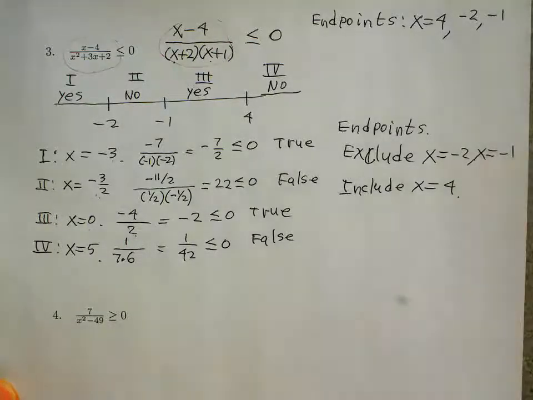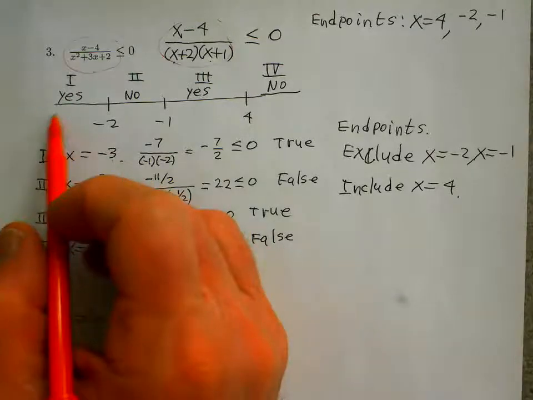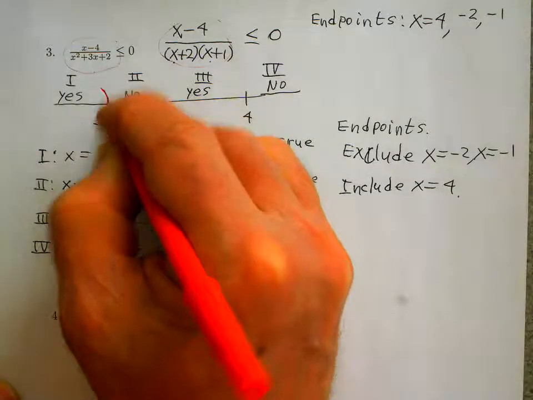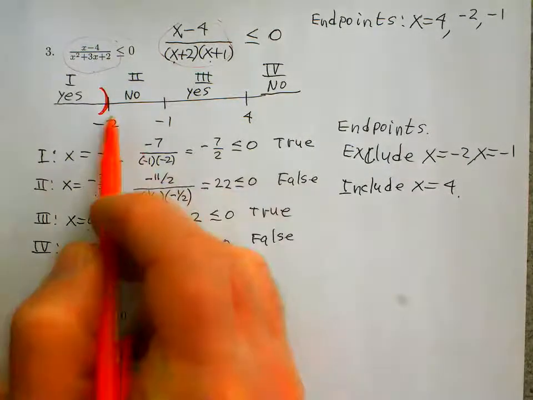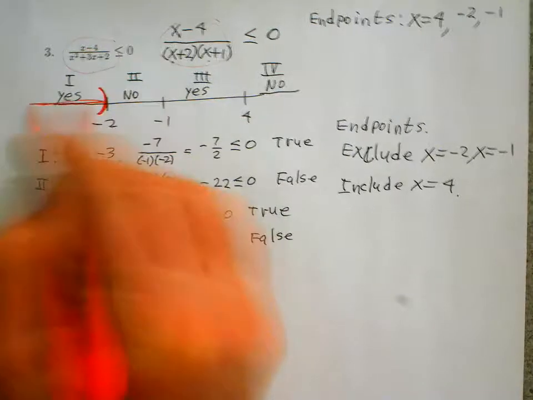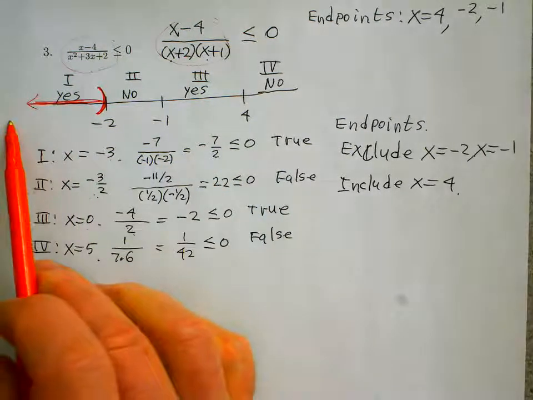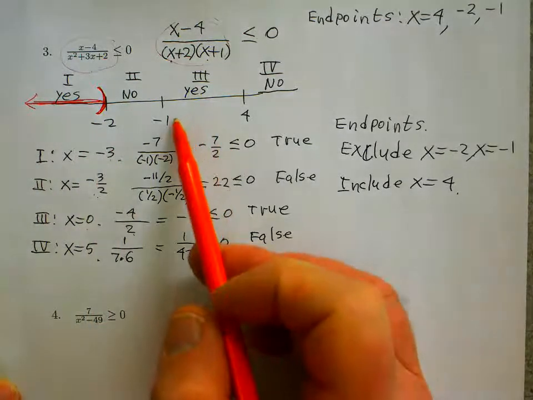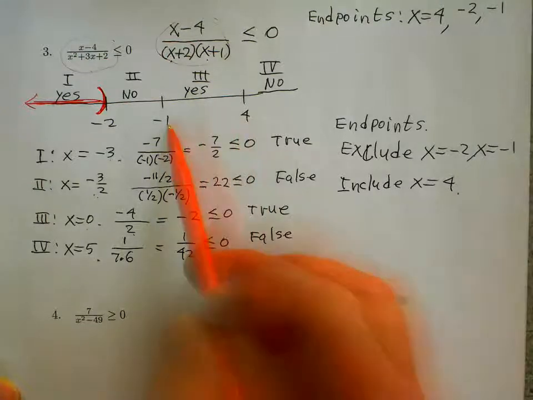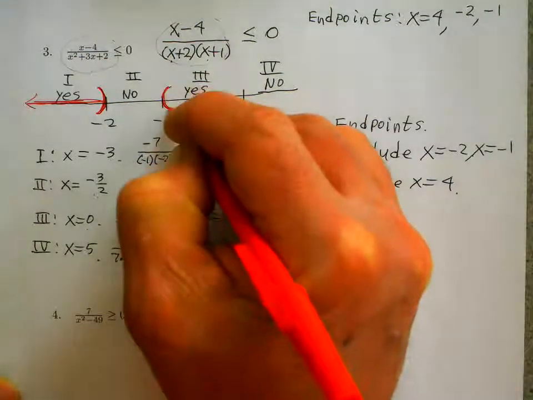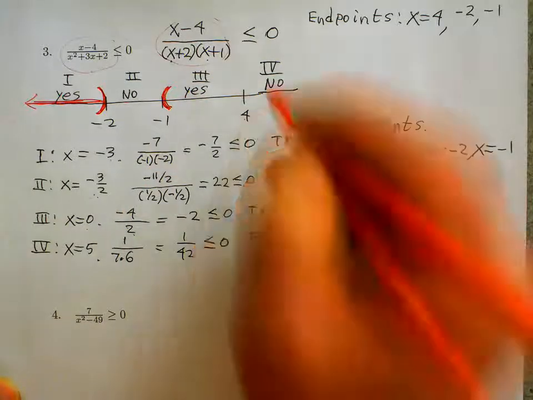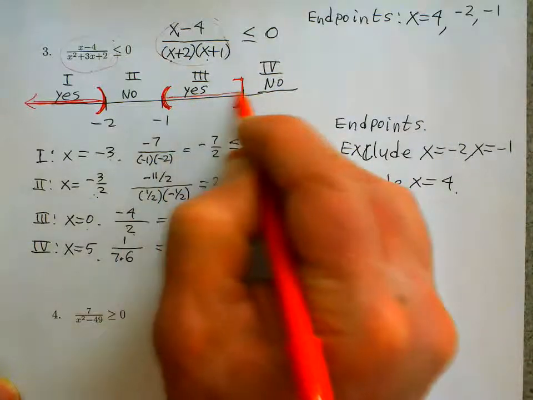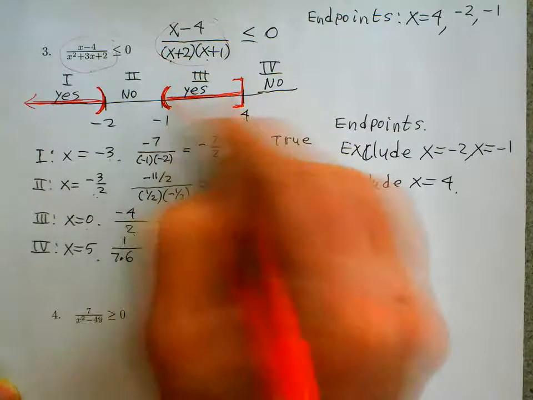Okay, so graphically, from -infinity up to -2, but we're excluding -2. So a parenthesis that opens to the left at -2. This represents -infinity up to -2, excluding -2. Then the interval from -1 to 4: we're excluding -1 and including 4. So we put a bracket at 4, and then we shade in the interval between -1 and 4.